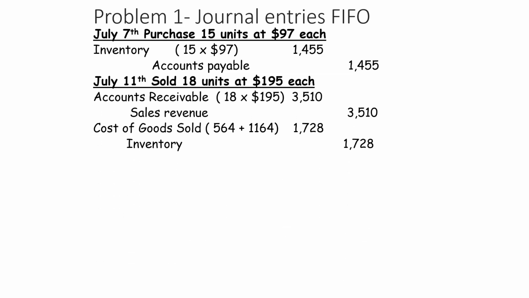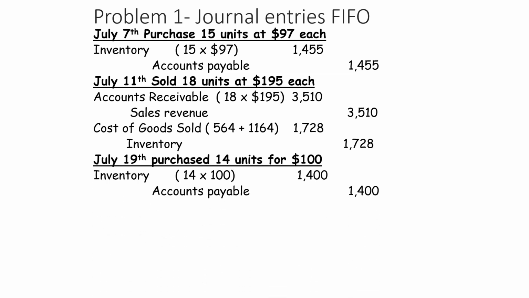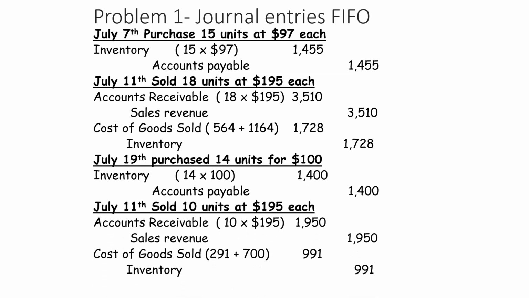And when we sell it, remember, you always have two sets of entries. It's going to be accounts receivable and sales revenue, which is going to be 18 times the $195 sale price. And for cost of goods sold, we're going to have to add that up to come up with $17.28. And then for our second sale, it's going to be 14 at 100, and then we're going to end up with our two sets of entries with cost of goods sold being $9.91, which we calculated in the previous PowerPoint.